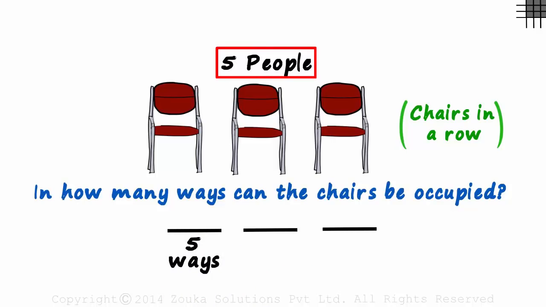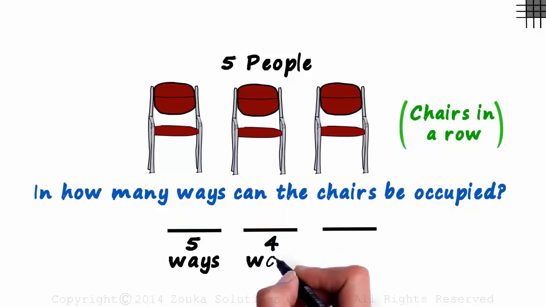So out of the 5 people, 1 person is seated on the first chair now. Now 1 person having taken the seat, in how many ways can the second chair be occupied? 1 person is seated here. It means 1 of the 5 people is seated on the first chair. And any one of the remaining 4 can be seated on the second. Once the first chair is occupied, the second chair can be filled in 4 ways.